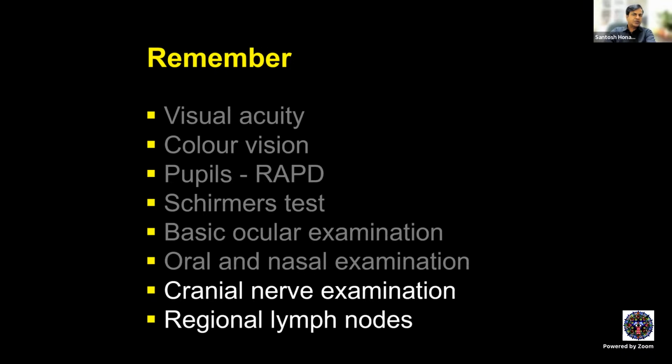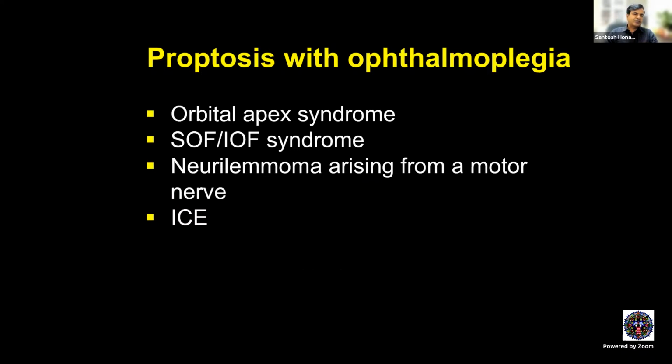Then other causes for ophthalmoplegia with proptosis. Any tumor with cavernous sinus extension. Okay. TED. Okay. TED is not ophthalmoplegia. Ophthalmoplegia is when you can attribute the ocular motility restriction to a particular nerve or a particular set of nerves, isn't it? So if it is global, of course, that is fine. But why are you missing out on superior orbital fissure and inferior orbital fissure syndromes, which are also inflammatory in origin? Neurolemoma arising from a motor nerve.